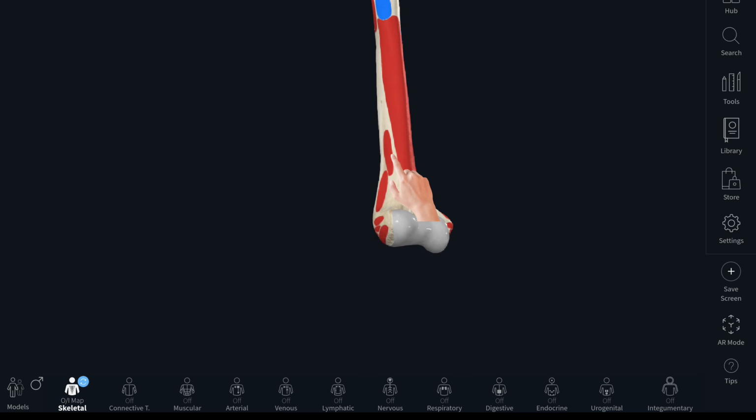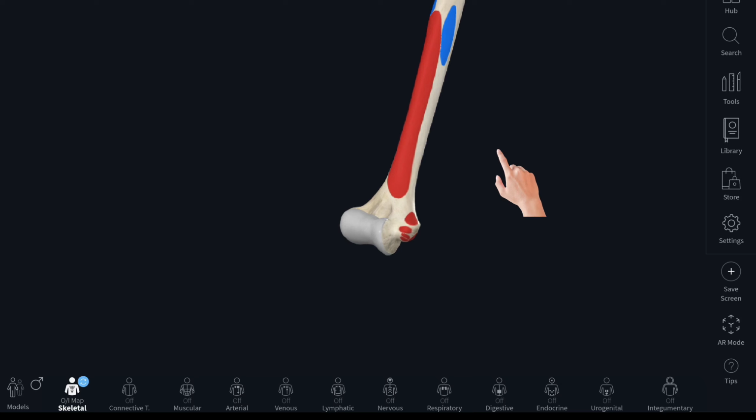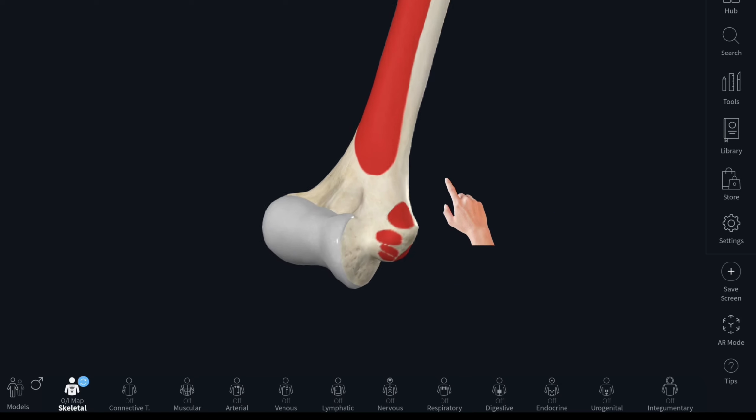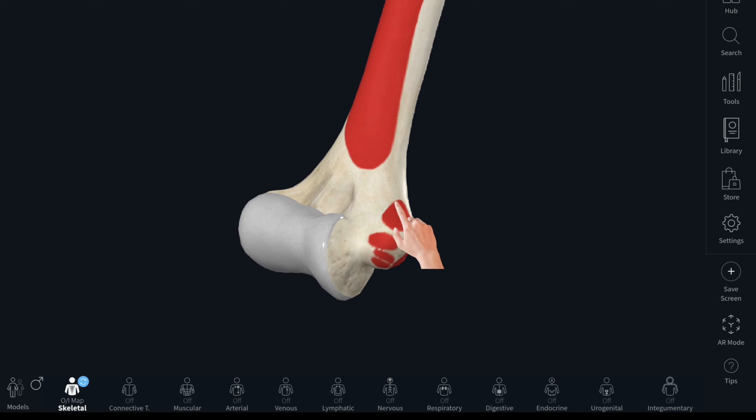The extensor carpi radialis longus arises from the lower one-third of the lateral supracondylar ridge. The pronator teres, humeral head, arises from the lower one-third of the medial supracondylar ridge. The superficial flexor muscles of the forearm arise by a common origin from the anterior aspect of the medial epicondyle. This is called the common flexor origin.